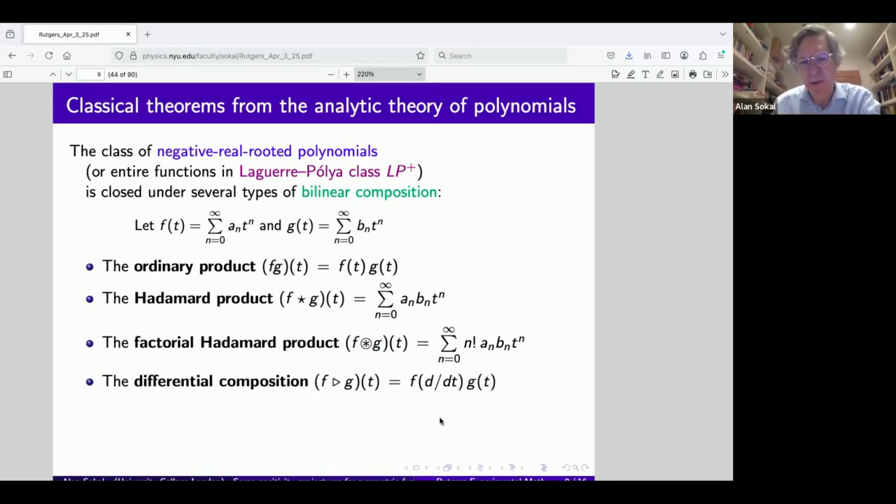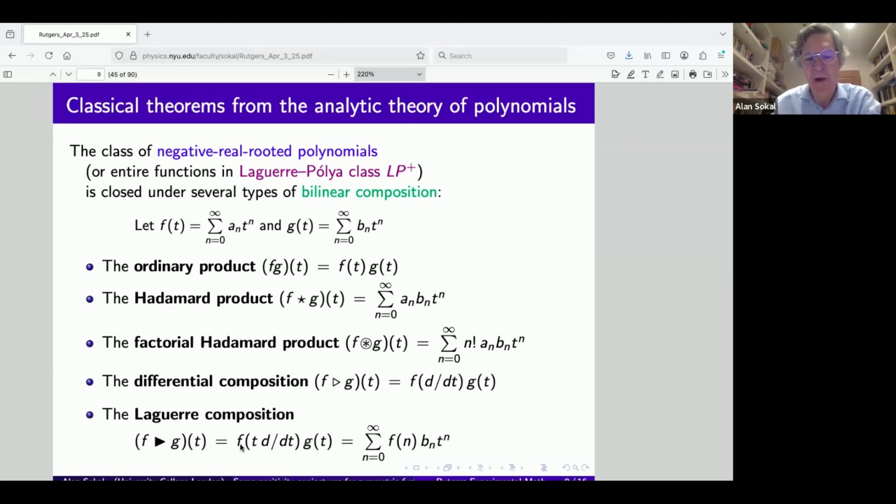It's true for differential composition, do f of d/dt on g of t. And it's also true for Laguerre composition, do f of t d/dt on g of t. And notice t d/dt on t to the n brings down a factor n. So f of t d/dt brings down a factor f of n. So if you take a negative real-rooted polynomial and do the Hadamard product with the sequence which is the values of a negative real-rooted polynomial at the positive integers, that's f of n, then it's still negative real-rooted.